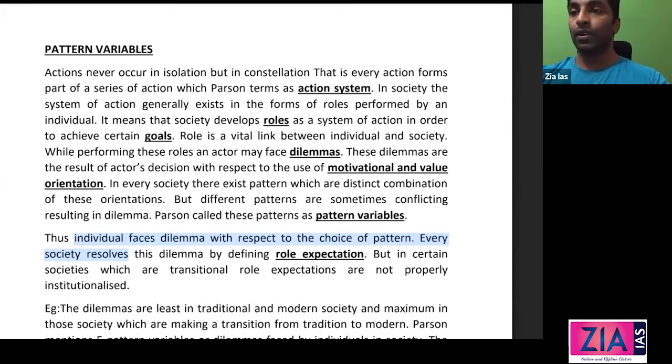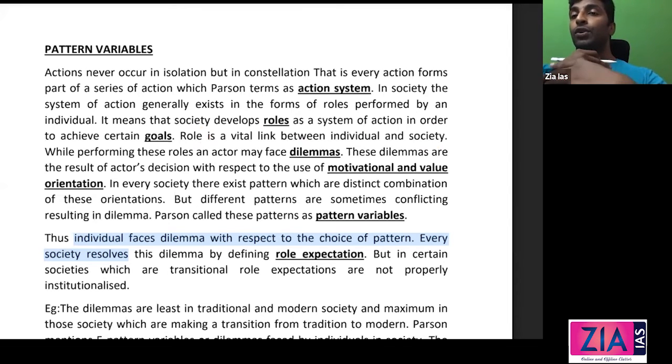So as a system of action in order to achieve certain goals, role is a vital link between individual and society, right? Because of your role as a student, we both are linked. So the individual is connected with society, and because of my role as a teacher, we both are connected. So this is how we are connected with society. Correct? So role is the link between individual and society.